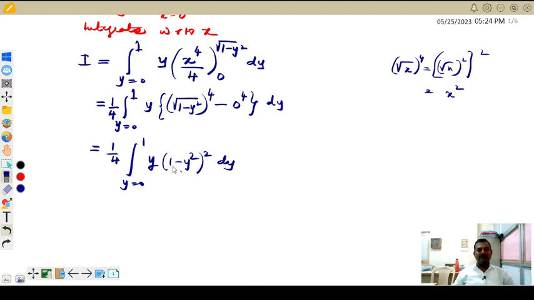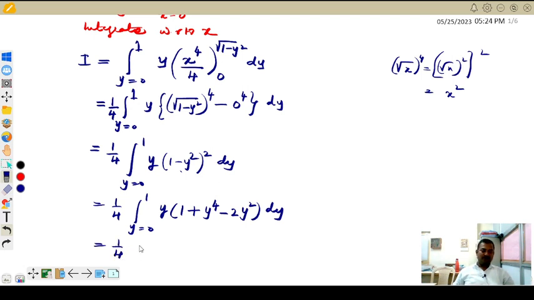So now here this is the a minus b whole square formula. Which is 1 by 4 times the integral, y runs from 0 to 1, keep y as it is. a minus b whole square is 1 square, which is 1, plus b square, which is y square whole raised to 2, that is y raised to 4, minus 2 into a value, which is 1, b value is y square, means 2y square, dy. To multiply y inside, 1 by 4 times the integral y from 0 to 1 of y plus y raised to 5 minus 2y raised to 3, dy, students.